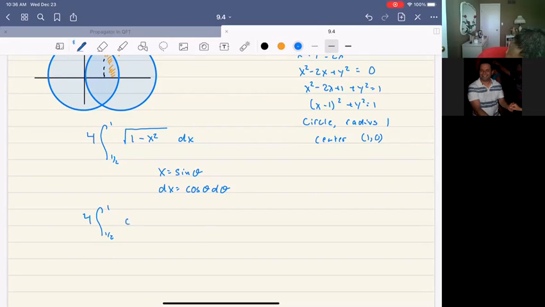What's that? Cosine squared of theta d theta, which these cosine squareds and sine squareds, you have to integrate them so often that it's worth memorizing how to do it. Okay, so cosine squared, you're just going to write this as 4 integral from 1/2 to 1 of (1 plus cosine 2 theta) over 2 d theta. And that's an easy integral to do.